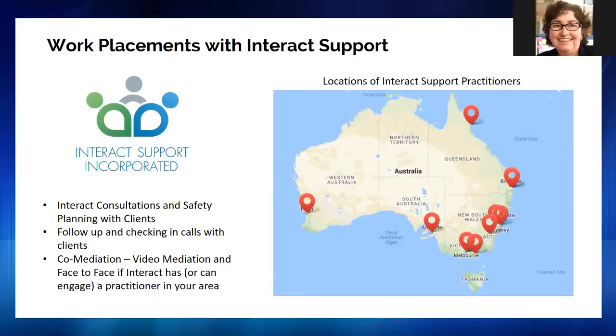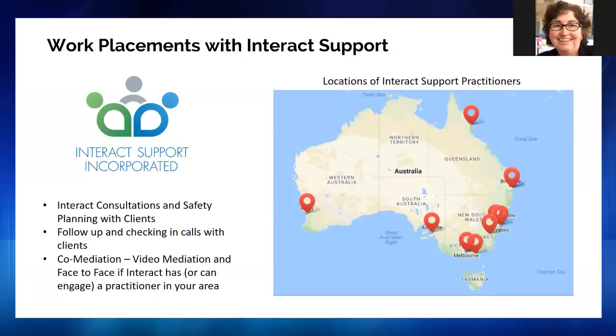The other thing that we do is safety planning with clients. So you'd be able to work with people that have a current real risk of future violence, helping them to plan to be safer for them and for their children. You'd be able to do follow-up and checking in calls with clients so that you really get a chance to understand what's going on with them and what their issues are. And of course, once you've gone through the course far enough that you are assessed as competent in role plays, you'd be doing co-mediations with clients.